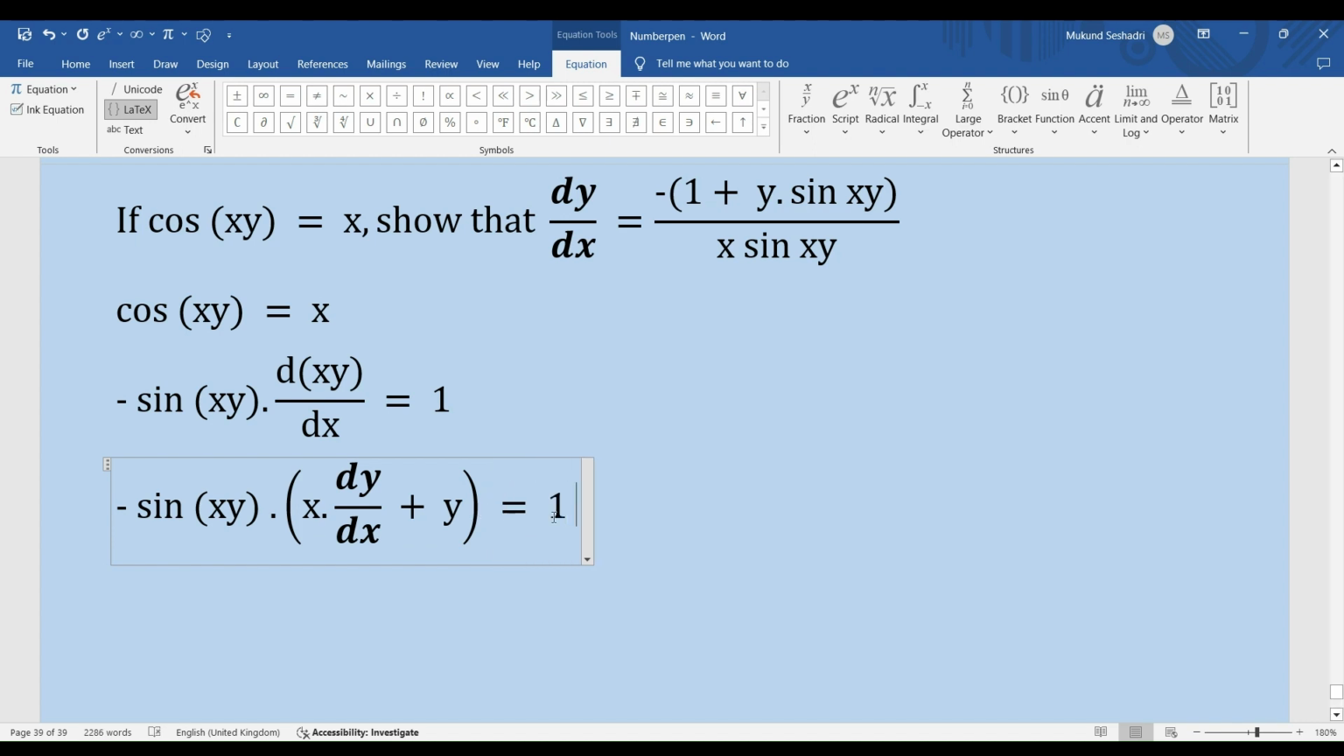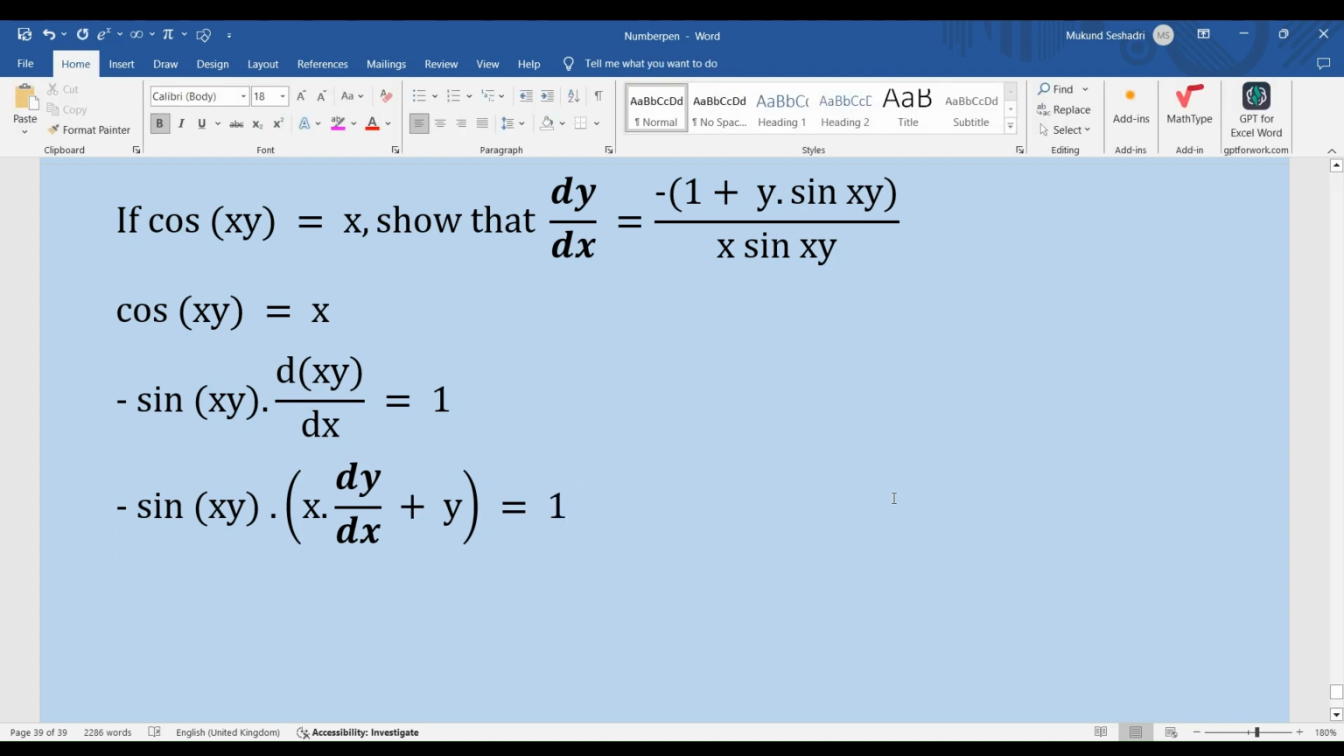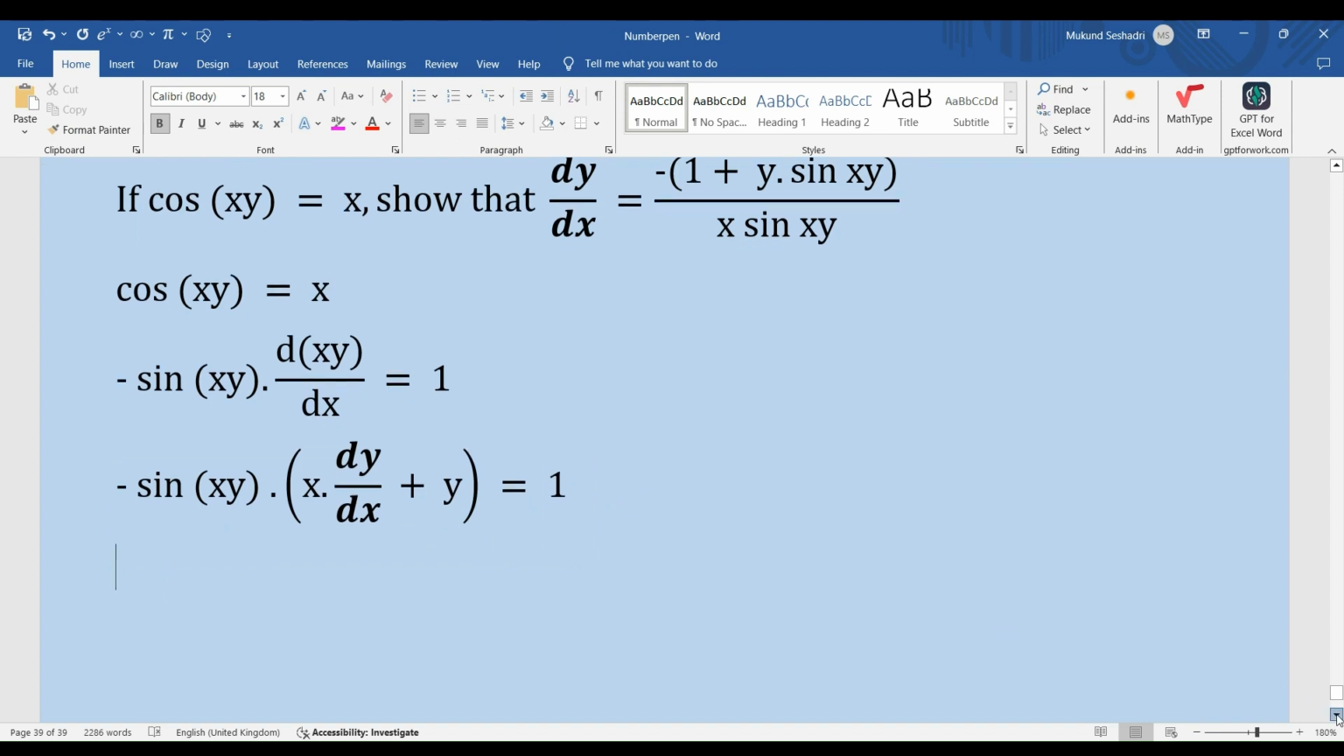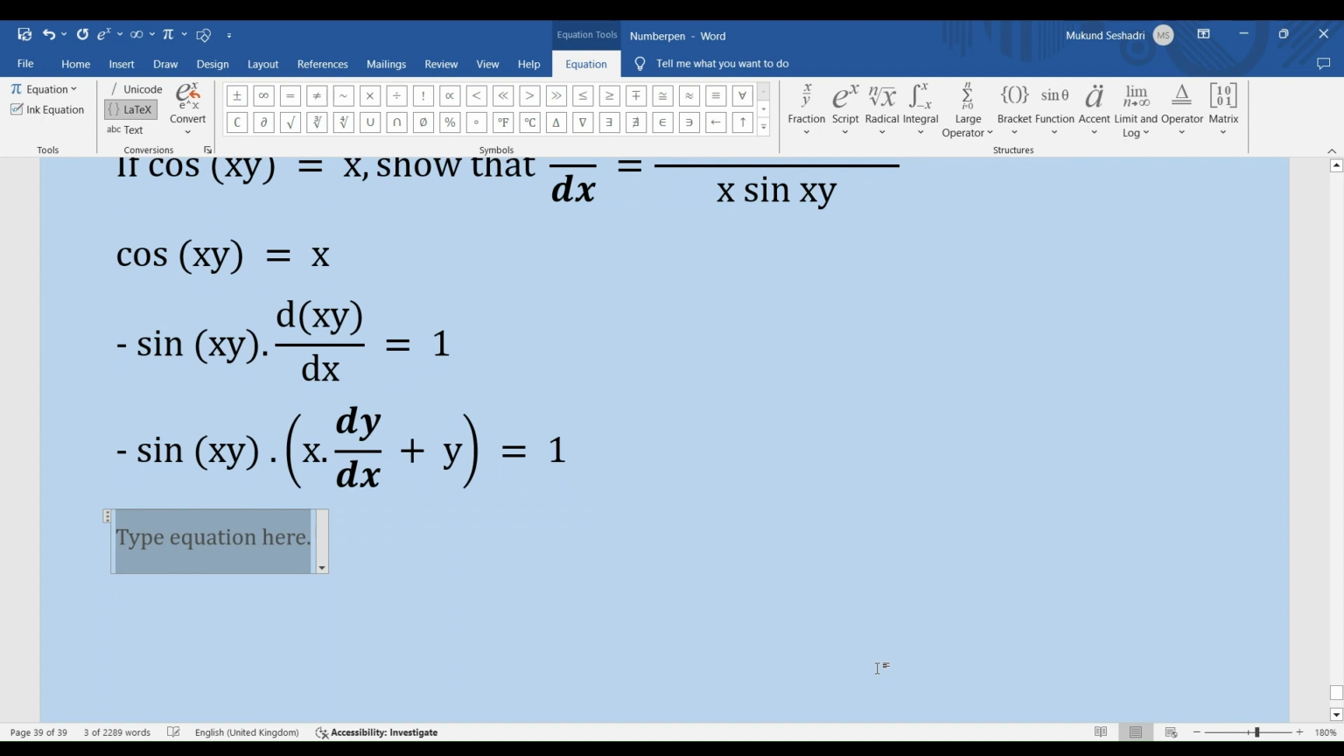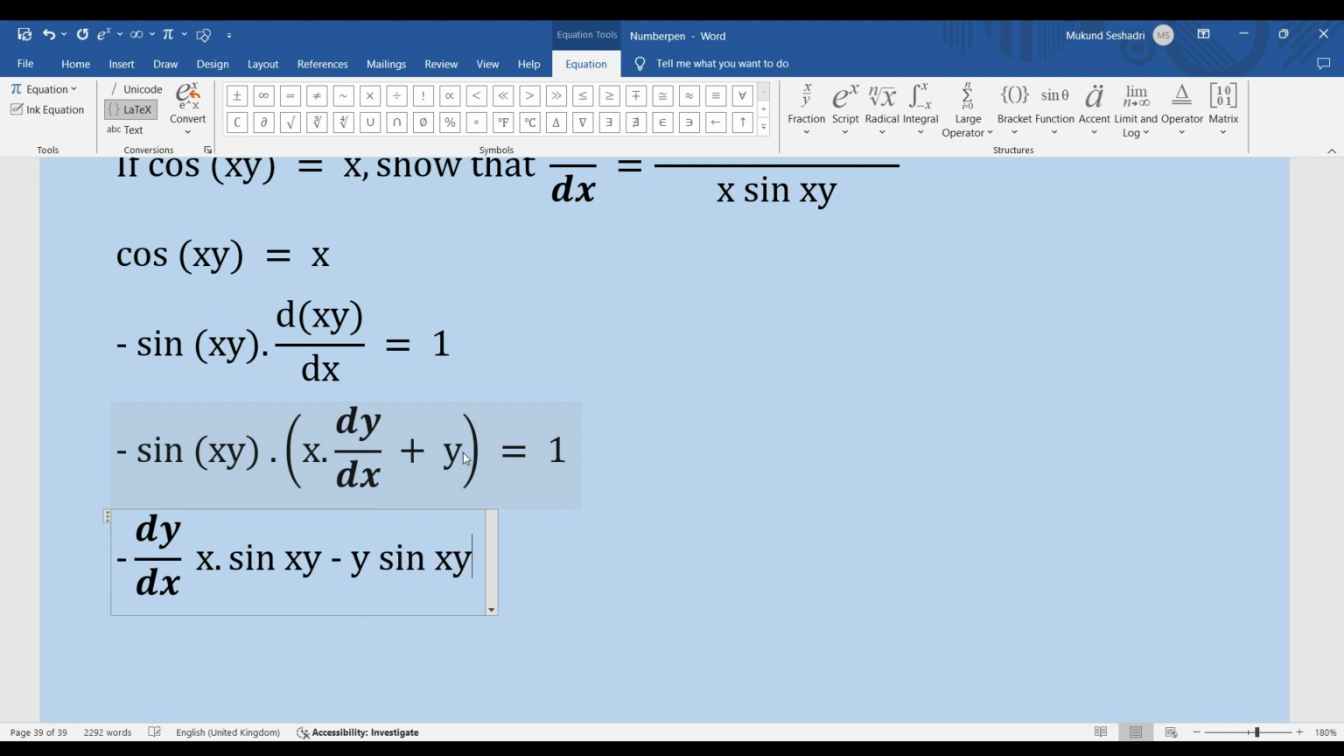That becomes equal to 1. Now, with a little bit of rearrangement, I think we will be able to arrive at our final dy by dx, right? So I have minus x times sine of xy into dy by dx. So I'll put my dy by dx in the beginning itself, right? Dy by dx times minus x sine xy. And then I have a term which is independent of dy by dx, which is nothing but minus of y sine xy, right? And all this is equal to 1.